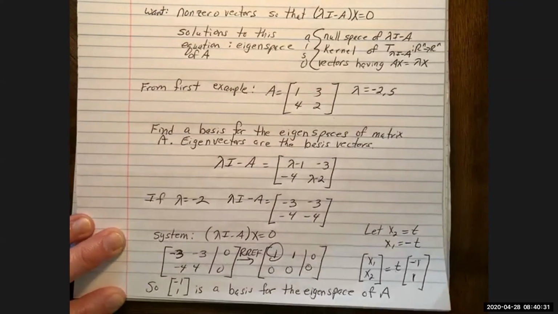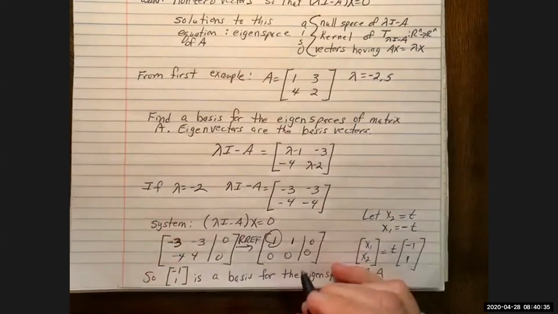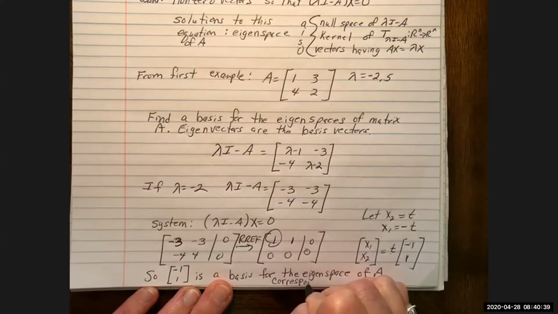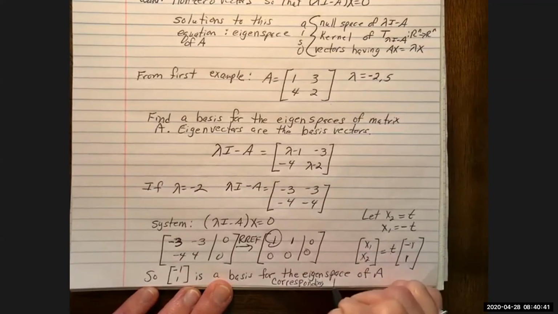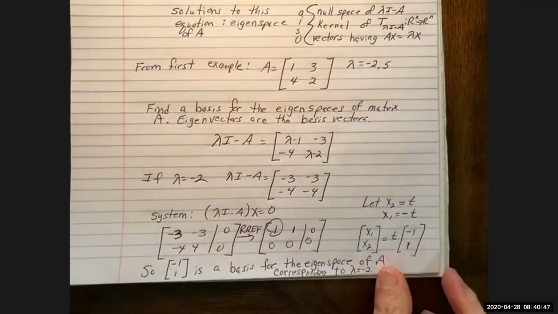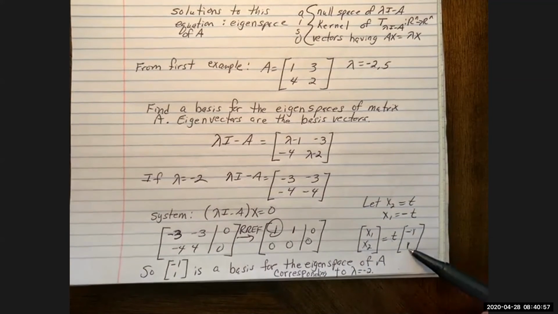I don't have enough space. Corresponding to lambda equal -2. Let me see if I can get it in here. There we go, barely. So the eigenvector of A corresponding to lambda equals -2 is -1, 1. I'll write that at the top of the next page.